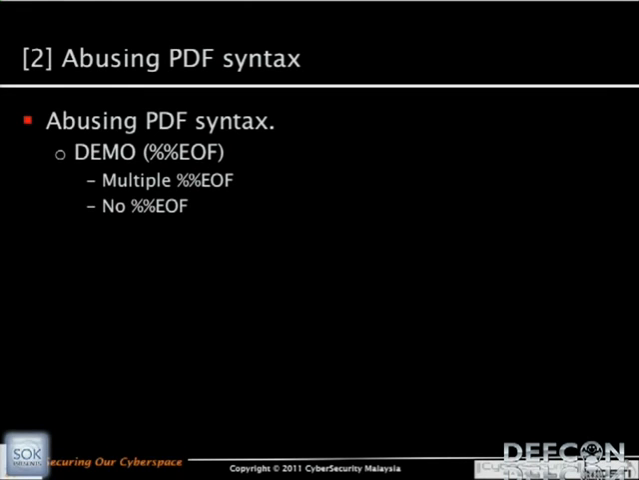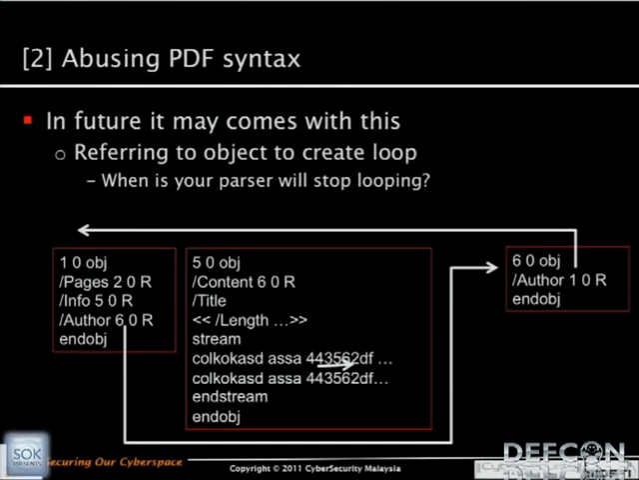For example, in future, I believe the PDF may have something like this: references to objects that create a loop. For example, you have object one that has the dictionary for author, which is pointing to object six over here, and object six's author is also pointing to object one. If you open it with any PDF application, it may stop. But if you're building your own parser, when are you going to stop your loop, right? So that will be interesting to see when we should stop.